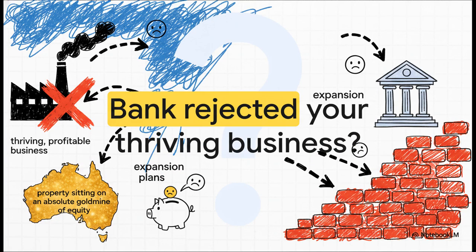Have you ever been rejected by a bank despite having a thriving, super profitable business? Look, if you're a self-employed Australian, you're probably nodding your head right now. It's a massive roadblock. Think about the sheer frustration of it. You've got these grand expansion plans mapped out, and you own property that's sitting on an absolute goldmine of equity. But when you walk into the bank to access that capital, boom, automatic rejection. It's incredibly discouraging to know your business is succeeding, you have the numbers to prove it, yet you can't get the financial backing to take it to the next level simply because of bureaucratic red tape.